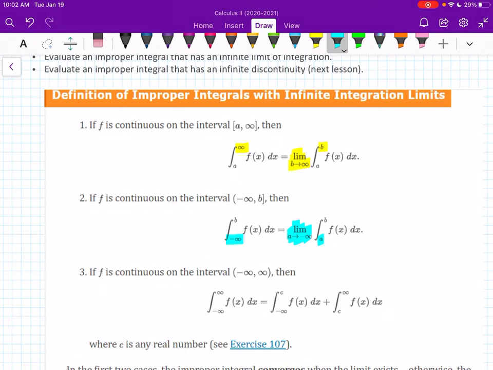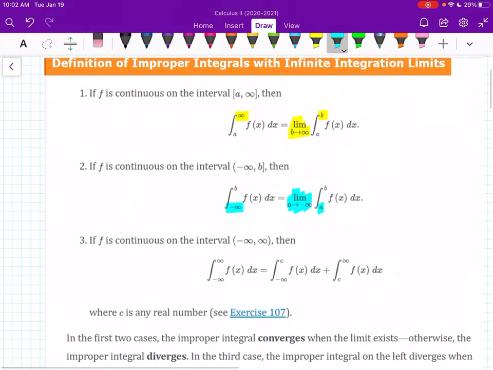Then the trick is if they're both infinity, negative infinity to infinity, then what you're going to do is pick a constant between the two. It doesn't matter what that constant is. Most of the time you're going to end up picking 0. And then you're going to split it up into two integrals using negative infinity to your constant and then your constant to infinity. And then you'll use rules 1 and 2 on each of those integrals.